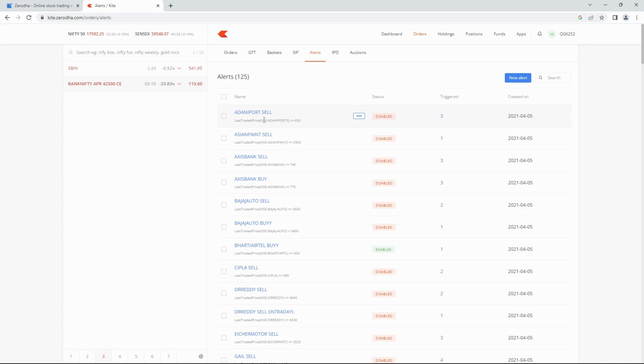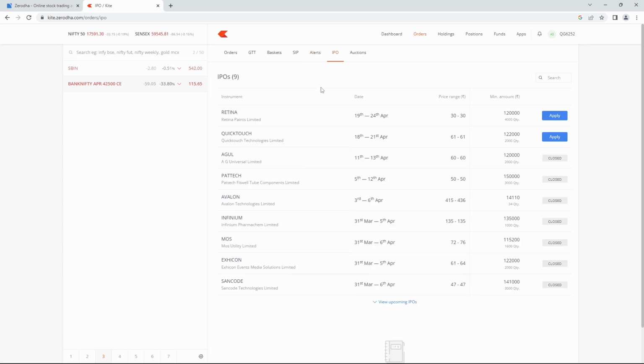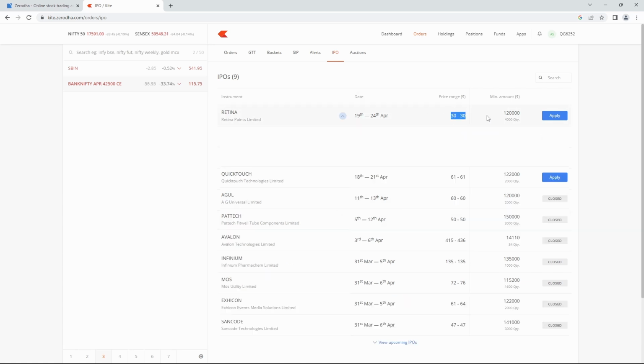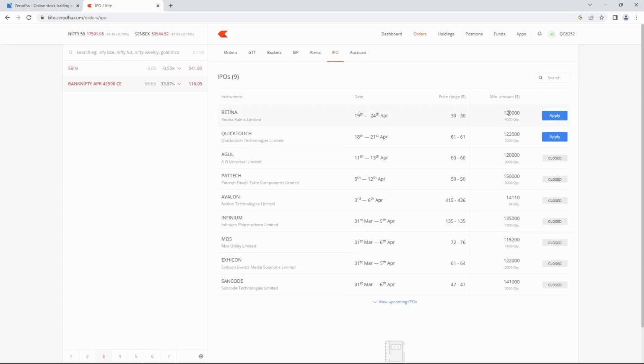For example, if I have placed a trigger on Adani Port to sell at a particular price range, and if it has been enabled, the trigger will happen and alerts will be shown on my account. In the IPO section, you will be able to apply to different IPOs which are available in the market, with the dates and the price range and the minimum quantity to place the bid in.